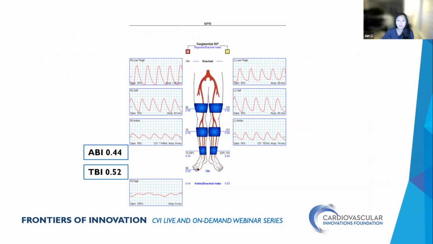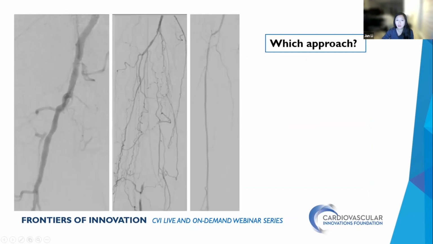Here you can see in the preceding ABI, TBI, the ABI is 0.44 with a toe brachial index of 0.52, which may be falsely elevated due to calcium. And here is her angiogram. The iliacs were pretty decent. The cap of the SFA is actually quite ambiguous. This is the profunda coming off the common femoral artery.